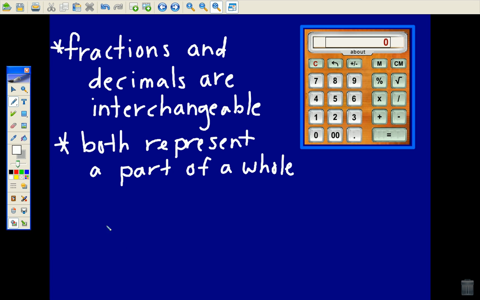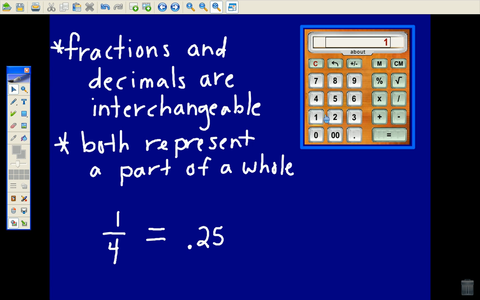Something that you're pretty familiar with is there are 4 quarters in a dollar. So if you have 1 quarter, you have 1/4 of a dollar. We also know that 0.25 represents 1 quarter. 25 cents is a fraction of the dollar, but it's in decimal format. So 1/4 and 0.25, which is 25 hundredths, is interchangeable. They both mean the exact same thing, and we can check that on our calculator like we practiced in class.